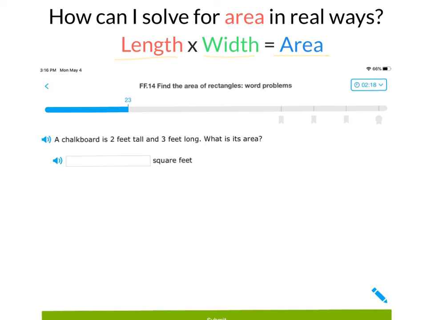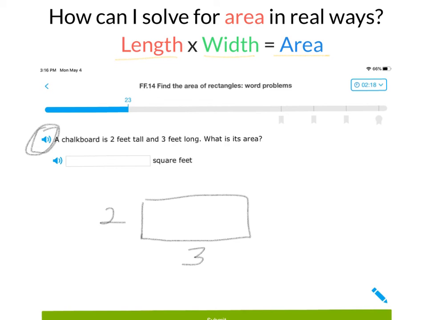Let's do one more before you practice on your own. Use your blue speaker to read the question to you. A chalkboard is 2 feet tall and 3 feet long. What is its area? In my day, we used chalkboards. You guys probably know them as Promethean boards, or at worst whiteboards, but that doesn't even matter. It's just talking about a box that is 2 units tall and 3 units long.